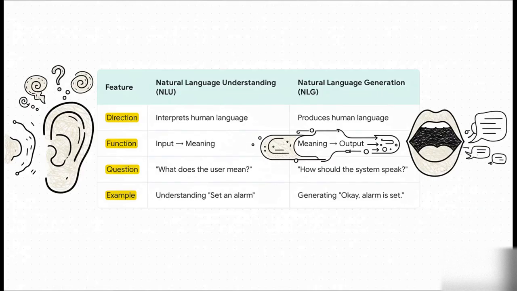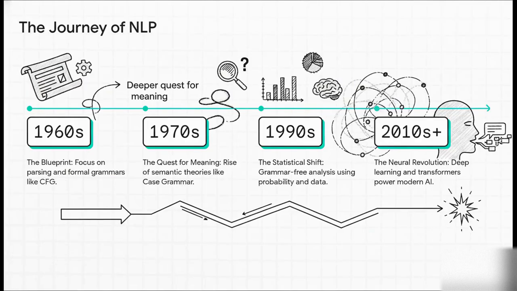And that brings us to the two sides of the modern AI coin, NLU and NLG. Think of it this way. Natural language understanding, or NLU, is the ear. Its job is to figure out, what is the user trying to say? And natural language generation, or NLG, is the mouth. It asks, okay, now how do I respond in a way that sounds human? You put those two together, and that's how you get the magic of something like ChatGPT or the voice assistant on your phone.